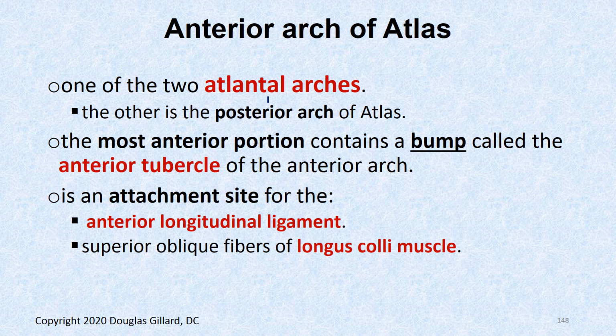Anterior arch of atlas. Remember that's part of the ring of atlas, made up by the anterior and posterior arch and the 2 lateral masses. This one is smaller than the posterior arch. It has a little bump on it called the anterior tubercle. Anterior tubercle is important because it attaches to the anterior longitudinal ligament. And the superior oblique fibers of longus colli muscle also attach there.